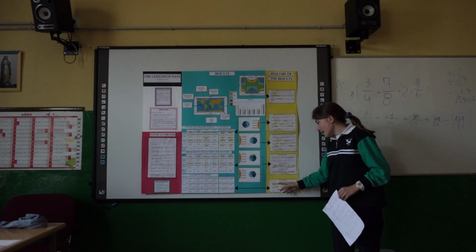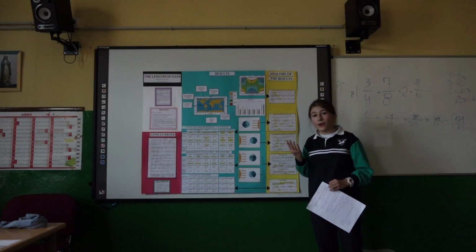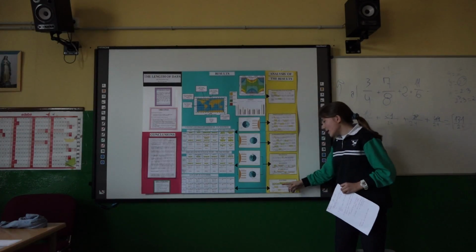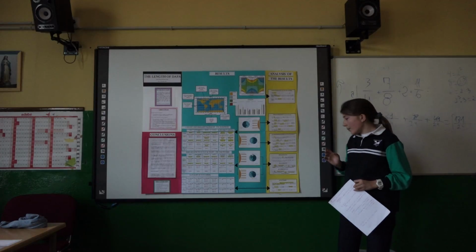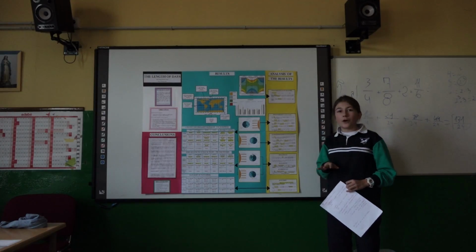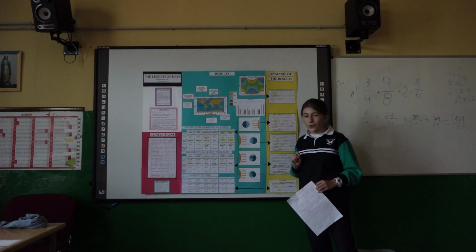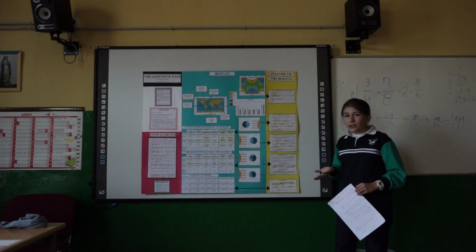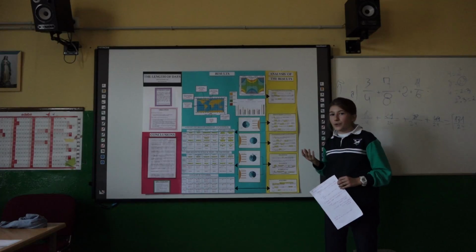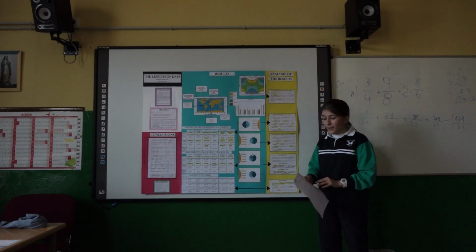And finally, November. It is autumn in the northern hemisphere, and it is spring in the southern hemisphere. The North Pole has no light, and the South Pole has 24 hours of daylight. In Quito, it has approximately 12 hours of daylight.